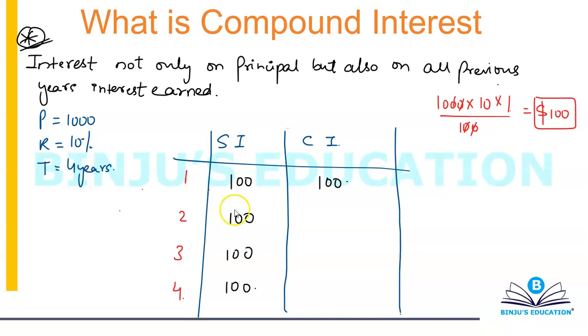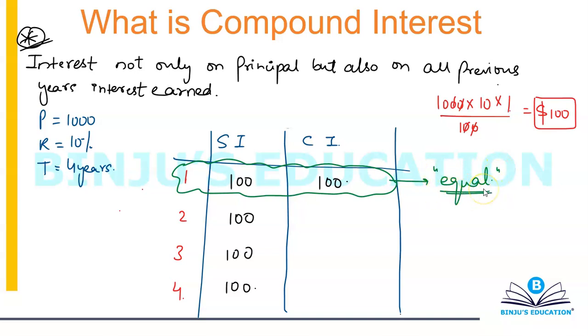You need to remember this. You can make a note of this also. For the first year, simple interest and compound interest are exactly the same. There is no difference at all, because in both cases you are calculating interest only on the principal value, that's it, nothing else. So for the first year they are always equal.